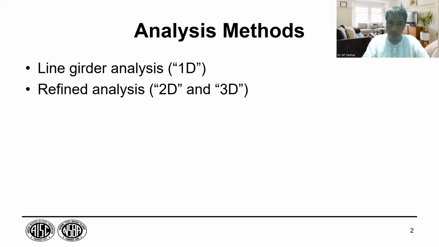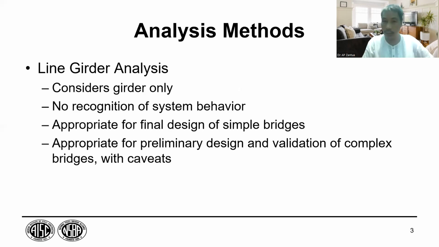Okay, so we have what? Line girder analysis using single dimension. If we have 2D or 3D, we can use the refined analysis method. Okay, these are the methods. So we will give you one method only in this course because we cannot provide so many types of methods. So in this video, we'll just explain to you the different types of analysis methods.